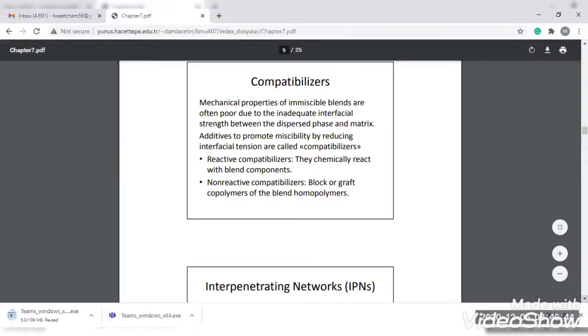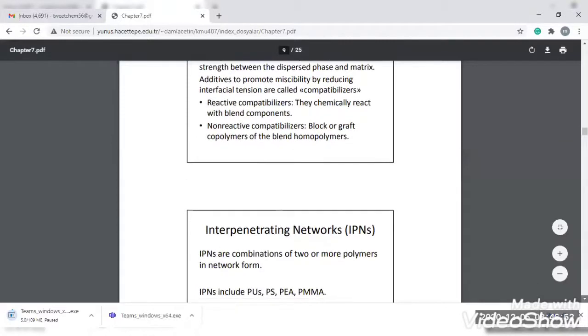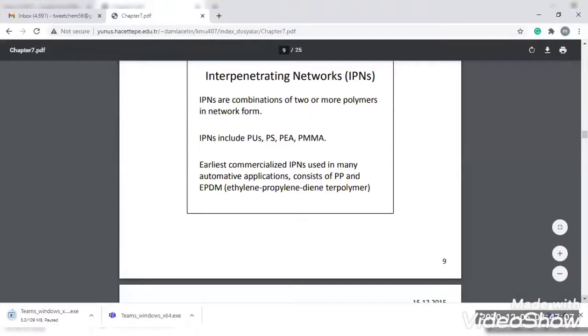They chemically react with blend components, and non-reactive compatibilizers are basically block or graft copolymers of the blend homopolymers. What is the interpenetrating network? IPNs are a combination of two or more polymers in a network form, and IPNs include PU, PS, PEA, and PMMA. These are basically polymers. Okay.